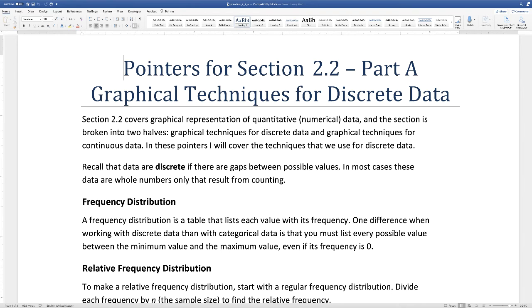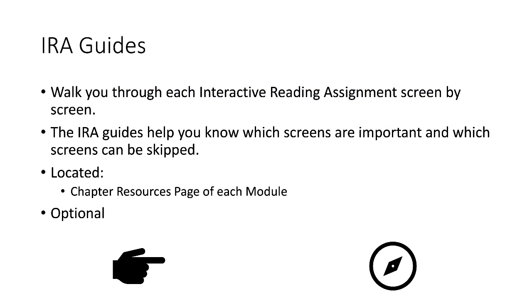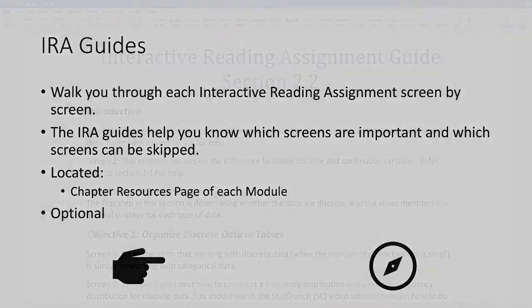The pointers are completely optional. They're only provided as an additional resource. The IRA Guides walk you through each interactive reading assignment screen by screen. The IRA Guides help you know which screens are important and which screens can be skipped.